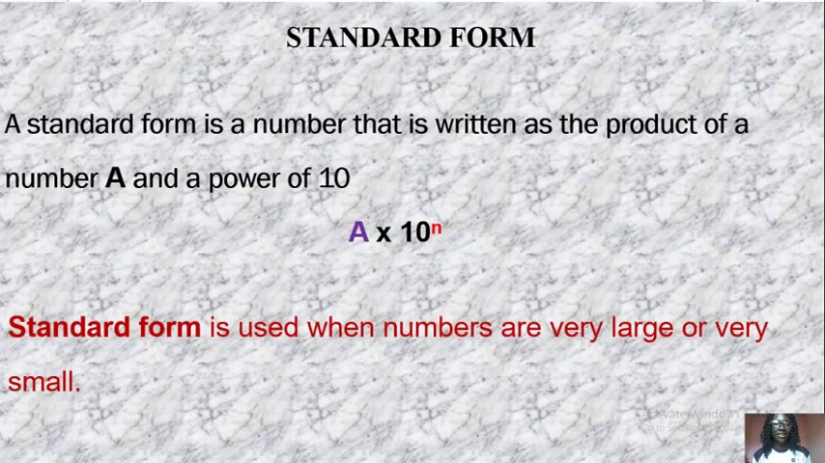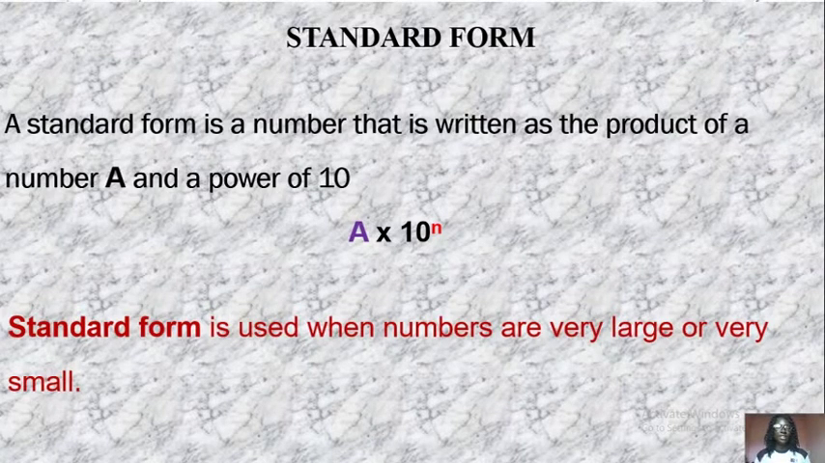Okay, let's see standard form. It's a number that is written as a product of a number a, and a power of 10. So I have a number, I'm going to write a number a, and I'm going to multiply it by 10 to the power of something, and that something is our n. Our n is what we call the index, power, or exponent. We did that when we treated indices.